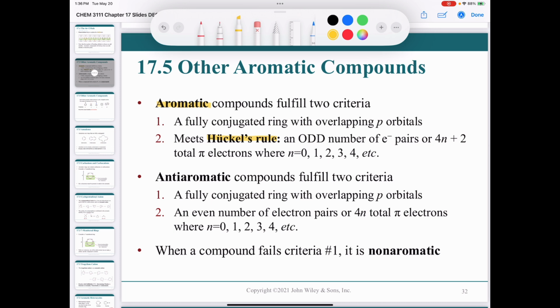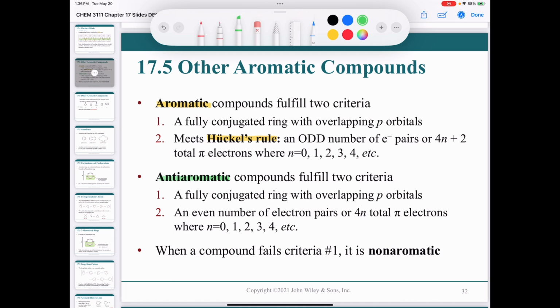pairs, 1, 3, 5, 7, etc., or 4n plus 2 total pi electrons where n is equal to 0, 1, 2, 3, 4, 5, 6, etc. Now, an anti-aromatic compound has to fulfill two criteria. Number one, you have the same old fully conjugated ring with overlapping p orbitals. So again, a completely overlapping system of p orbitals. But in this case, we have an even number of electron pairs, or 4n total pi electrons, where n is equal to 0, 1, 2, 3, 4, etc.